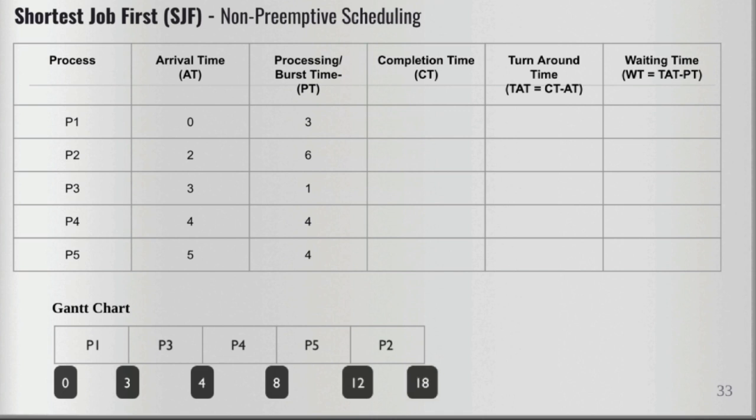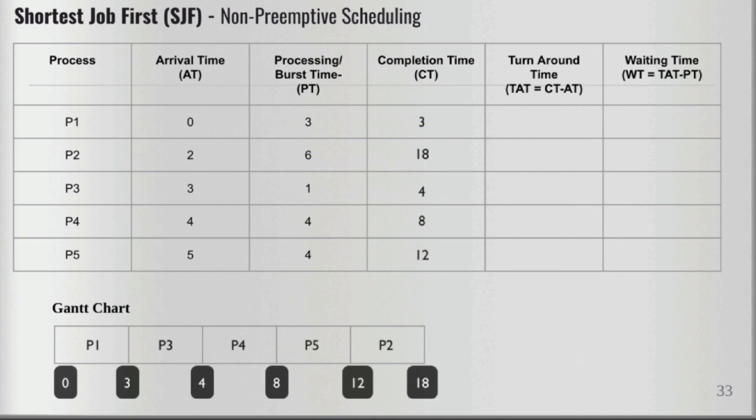Okay. Now let's calculate the completion time. So when did P1 get completed? Well, P1 got completed at 3, right? So we'll put 3 over here. P2 got completed at 18, right? So we'll put 18 over here. P3 got completed when? 4, at time interval 4. So we'll put 4 over here. That's the completion time of P3. P4, 8. So we'll put 8 over here. P5 at 12. Okay, so that's our completion time.